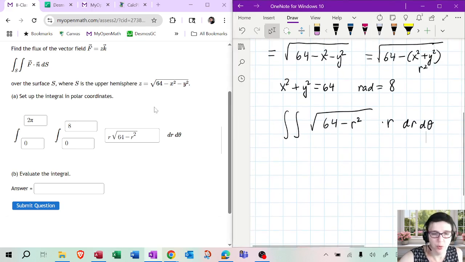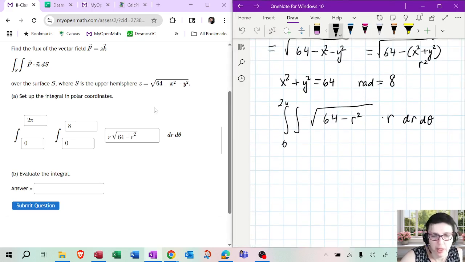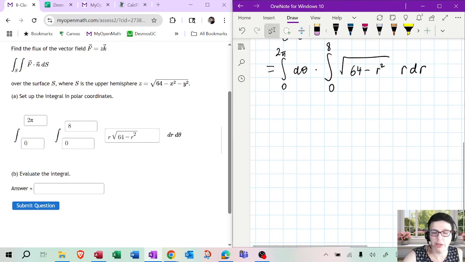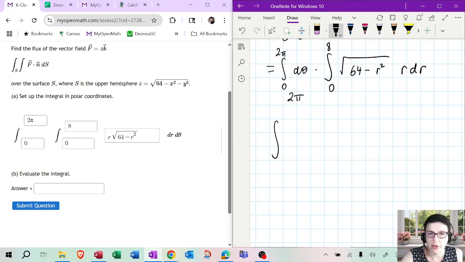Now we do want to compute this integral, and this integral is splittable, meaning that because it has no theta in it, we can just separate the theta integral from the r integral and multiply them. So this is going to be square root of 64 minus r squared r dr. Because the theta integral is going to be 2 pi, let's concentrate on the r integral. At first I'll just drop the limits and compute the indefinite integral.